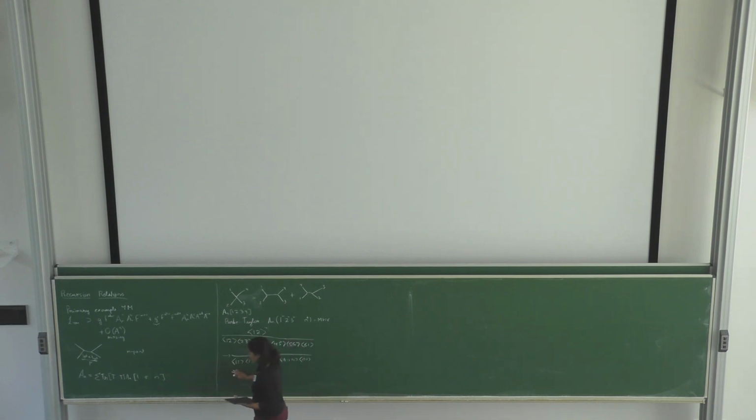There are two ingredients to checking whether this is correct. One is factorization, and the other is contact terms. I should specify that I am specifically talking about tree-level amplitudes throughout this lecture.